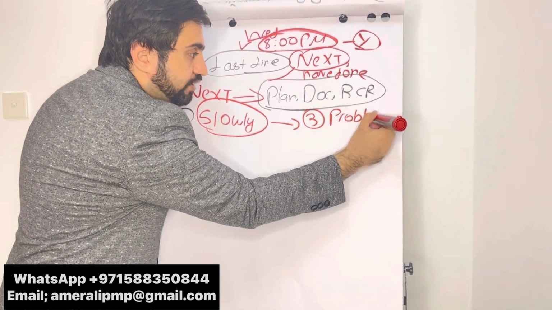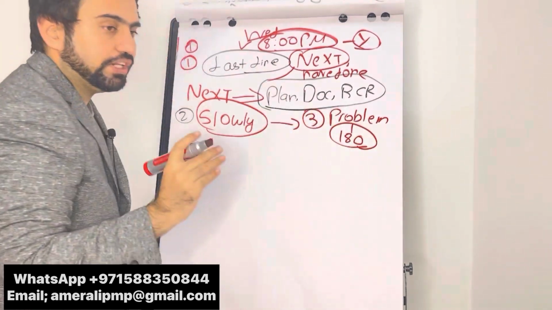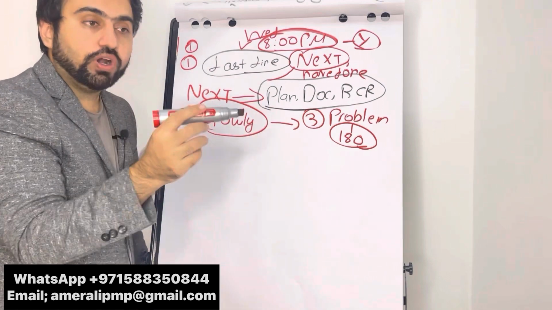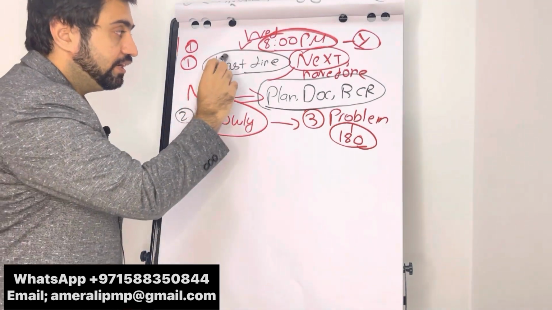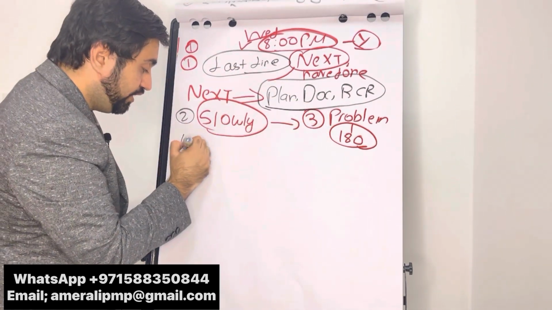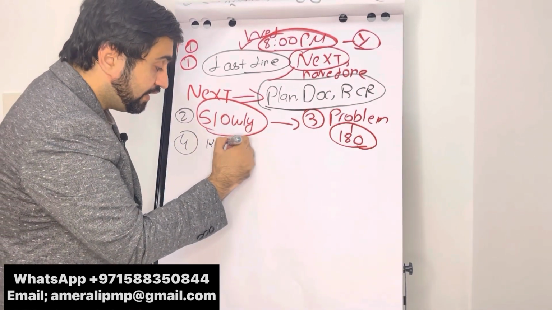Every single question, there are 180 questions. All 180 questions are actually nothing but problems that you have to solve. Identify what problem you have to solve in this question. Read it slowly, read the last line, identify the problem. The next thing that we need to work on is to identify keywords in the question.